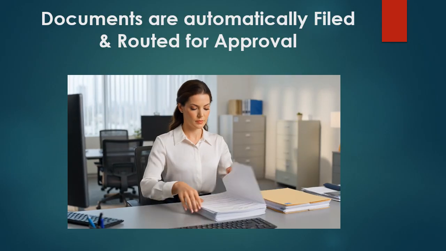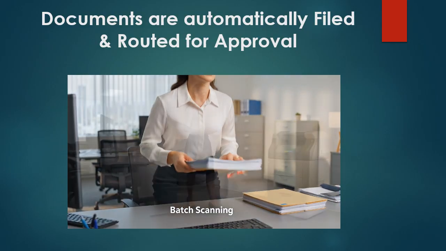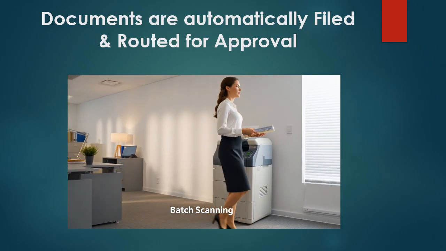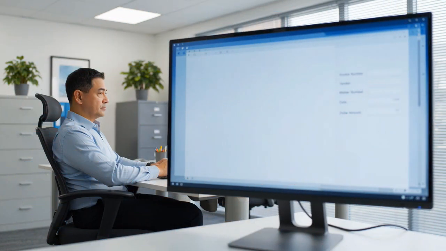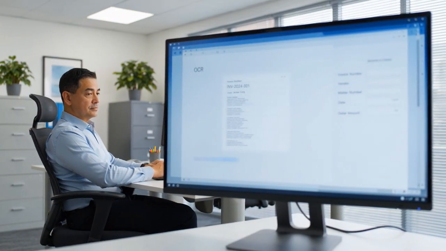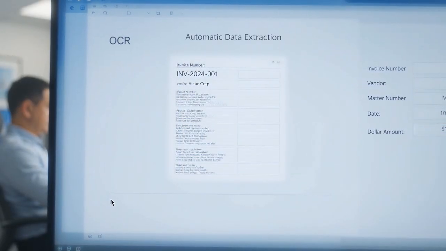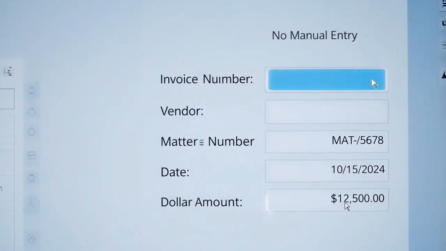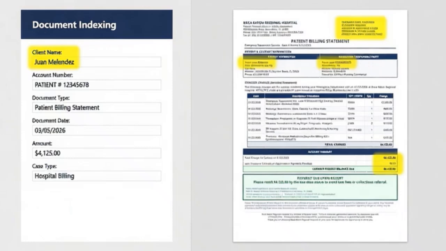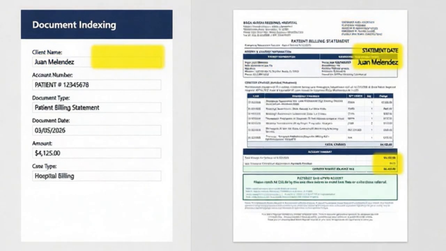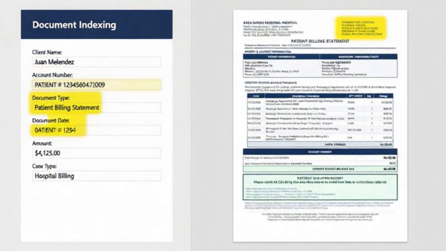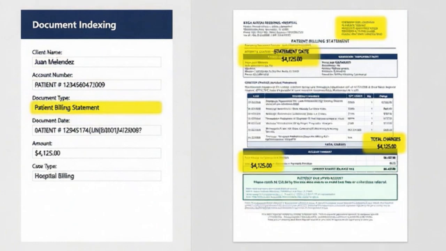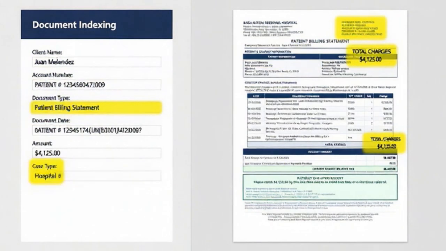Legal documents arrive and are organized for processing. They are placed into the scanner for batch capture. The document is processed instantly. OCR runs automatically, extracting key data. Fields populate without manual entry, fast, accurate, and enterprise grade. The system reads the document, pulls the key information, and places it directly into the correct fields. Once that's done, everything becomes instantly searchable.